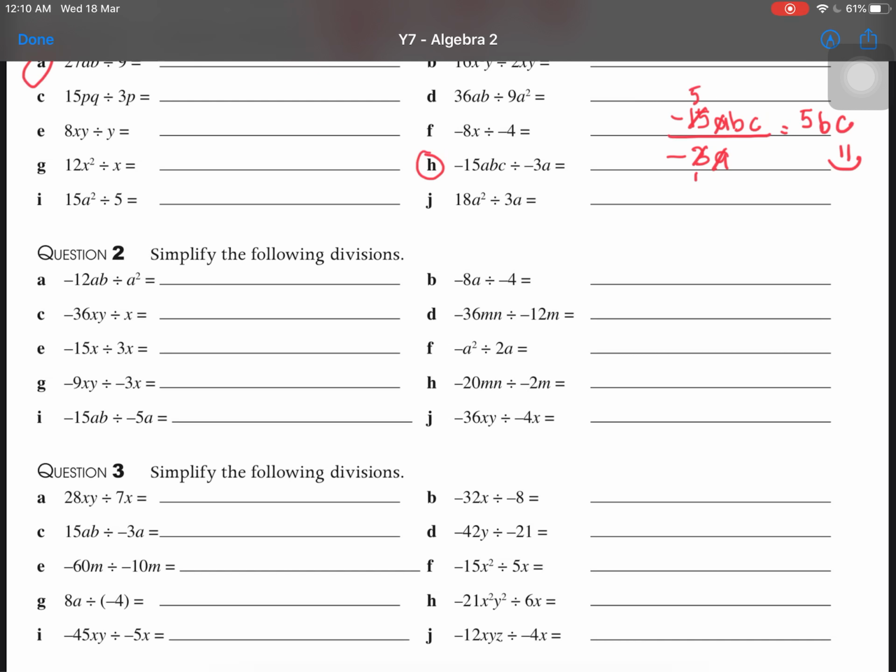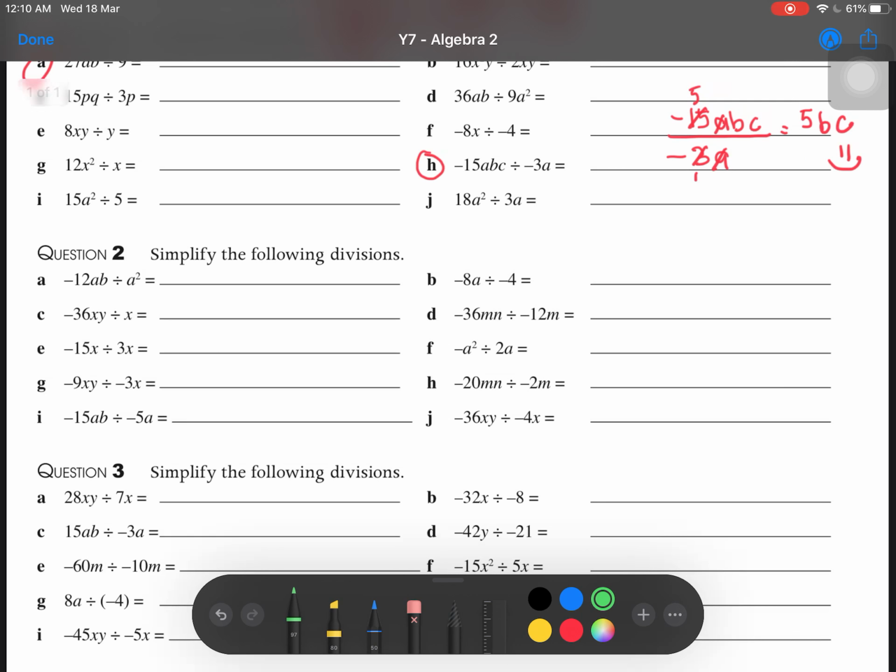Let's see something that's a bit different from what we did before. Okay, maybe we'll try question A. So if you write it in fraction, question A will be negative 12AB over A squared. Okay, so in this case, there is no number at the bottom. That means we assume it's 1. So negative 12 over 1 is negative 12. And then A, you can cancel 1 from the top and 1 from the bottom. And then B remains as it is. So 12B over A. That's the answer.